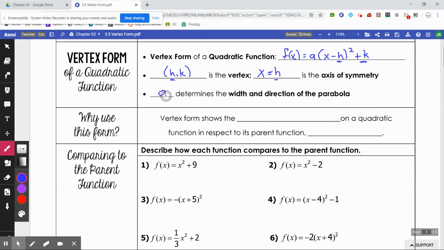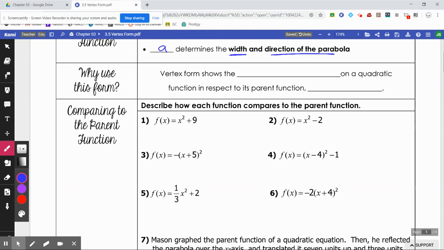The a value tells you if your parabola opens up or down. And oddly enough, this a value is actually going to be identical to the a value in the previous form, the whole ax^2 + bx + c. That standard form will have the same a value. So it tells you the width and the direction. It tells you how wide or how skinny that parabola is going to be and if it cups up or down. So why should we use the vertex form?